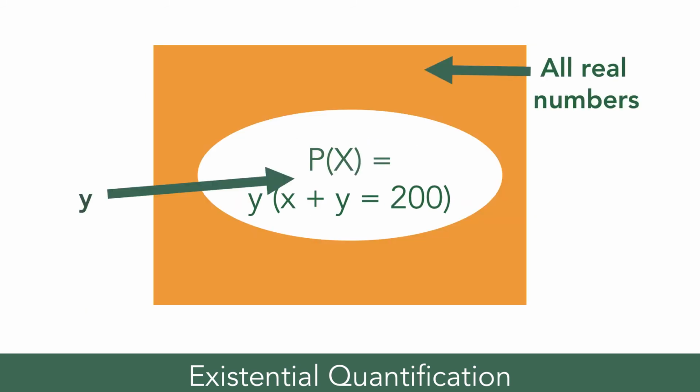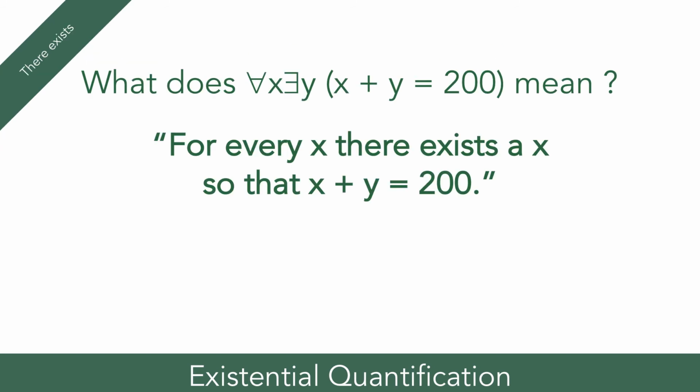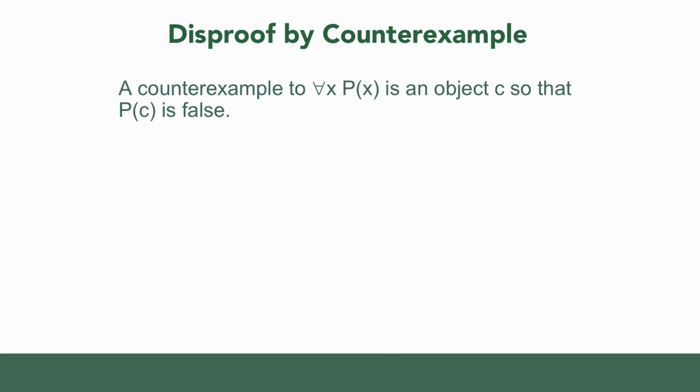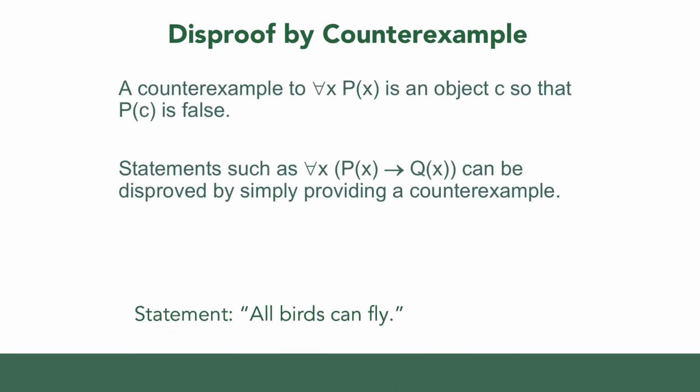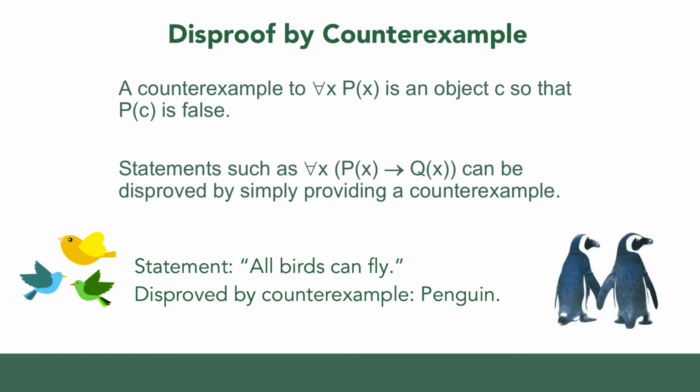The next example we'll take a look at, let us say that the universe of discourse is made up of all real numbers. What then does this expression mean? In our example, it means that for every x, there exists some y such that x plus y equals 200 is true. We can also have a counterexample in universal quantification. The statement, all birds fly, is disproved by the counterexample of penguins.